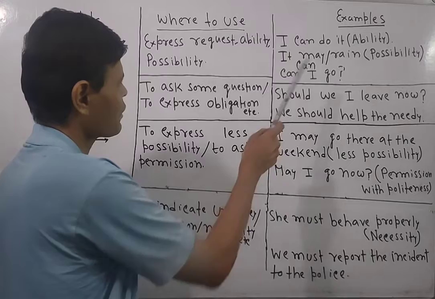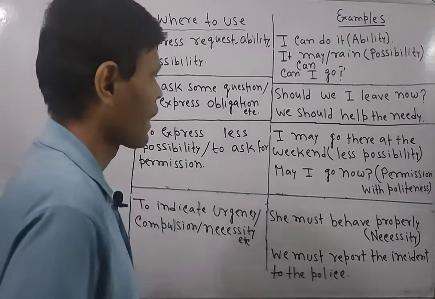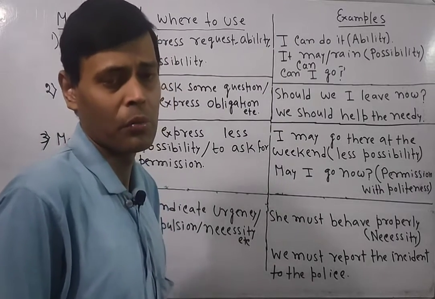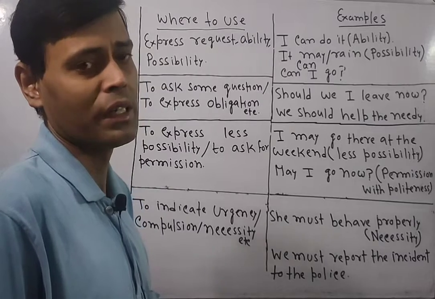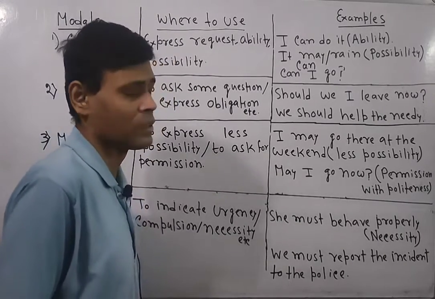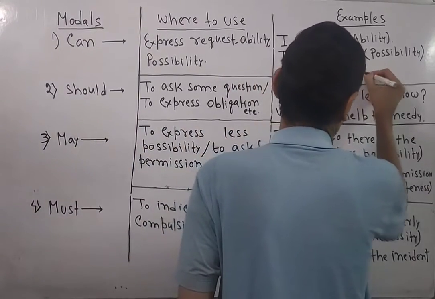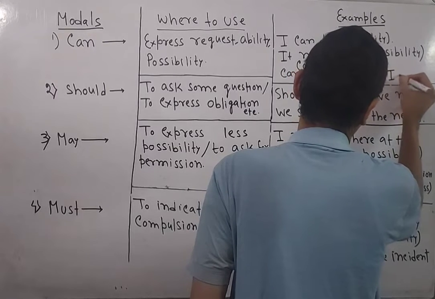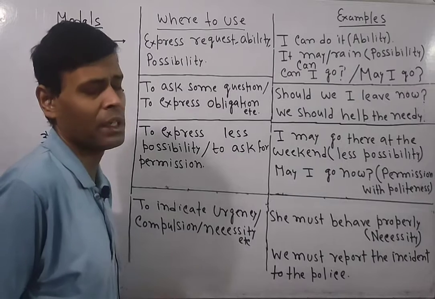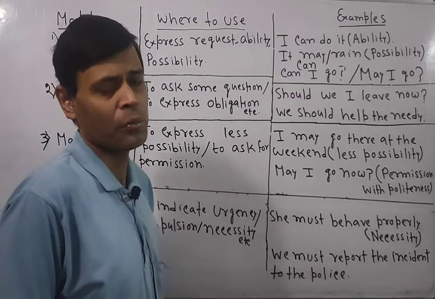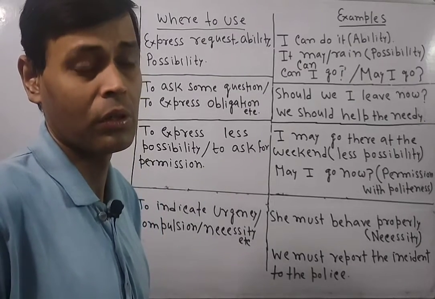Now in case of can, we can also place it while making some request. Can I go? Instead of can I go, I can also write may I go. But if I place can I go, it indicates less politeness. On the other hand, if I write or say may I go, it indicates more politeness. So while making a request, it is always better to write may I go instead of can I go. During the exam, questions like this can be given, with an option whether you should write can or may. If it is all about some request or permission, may should always be preferred over can.